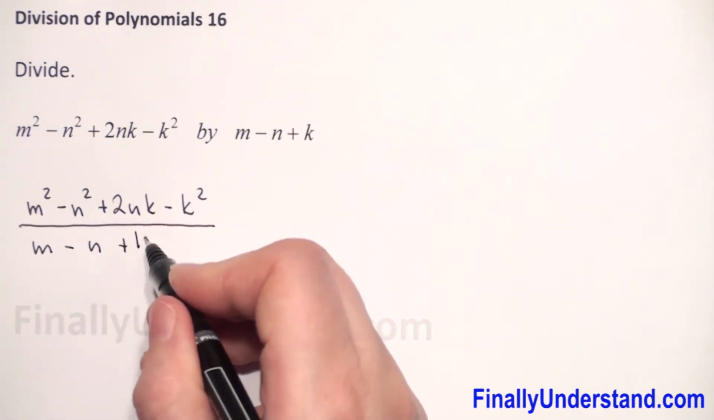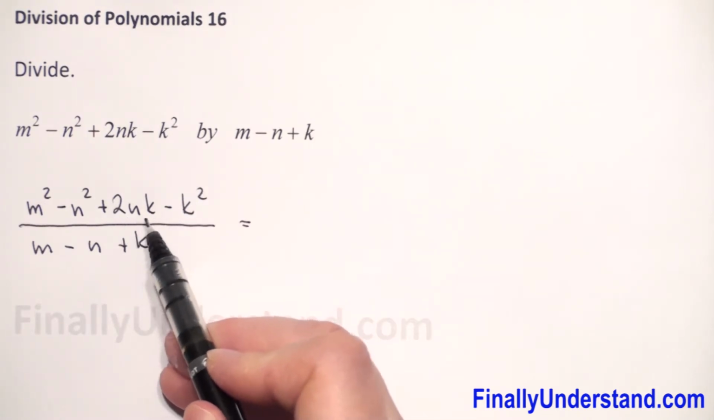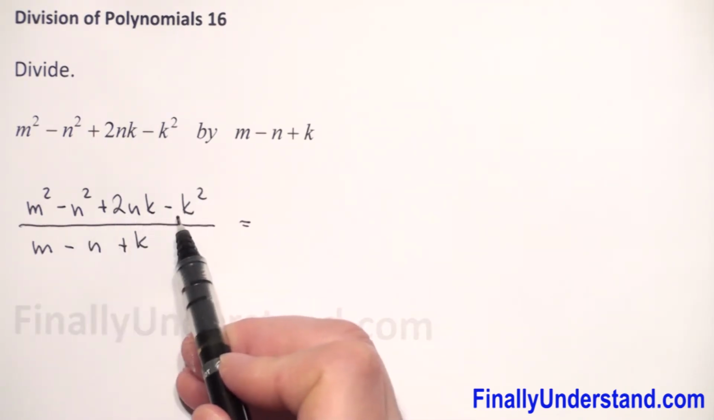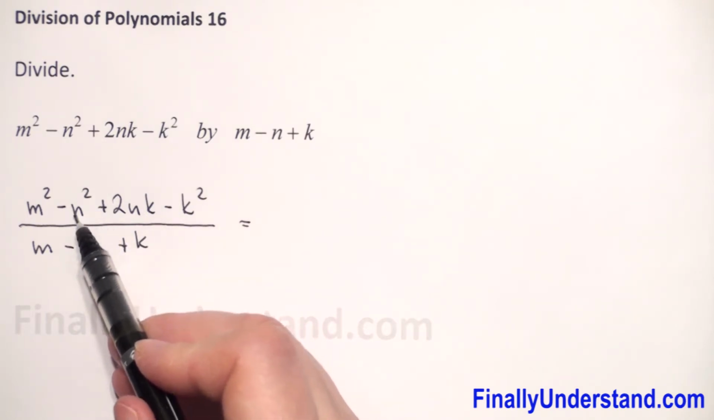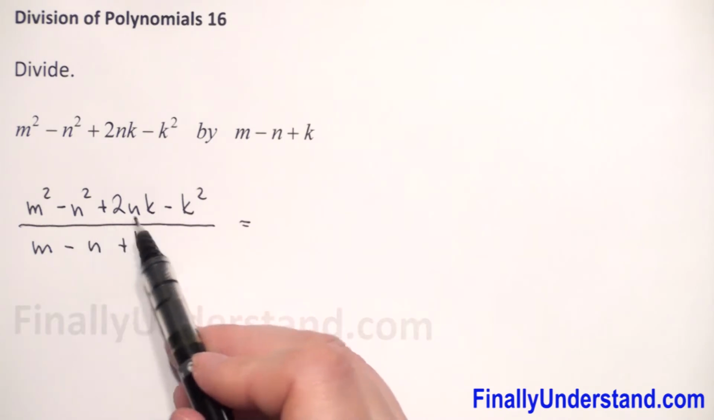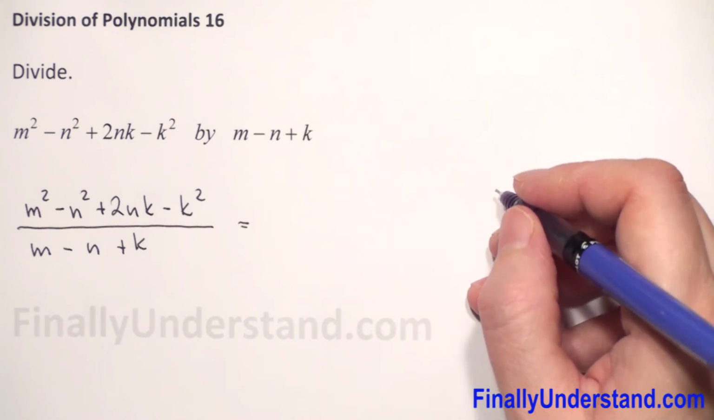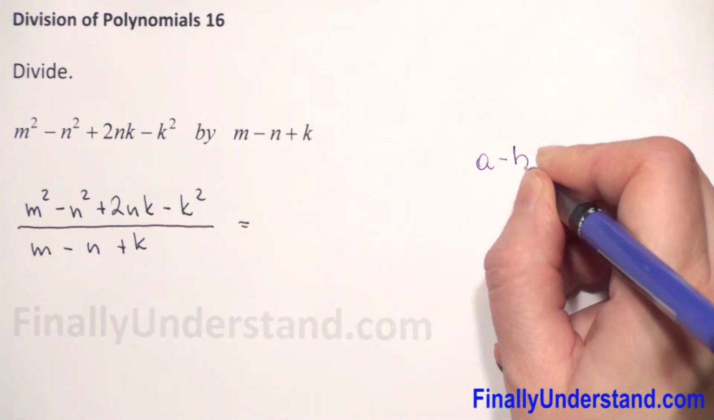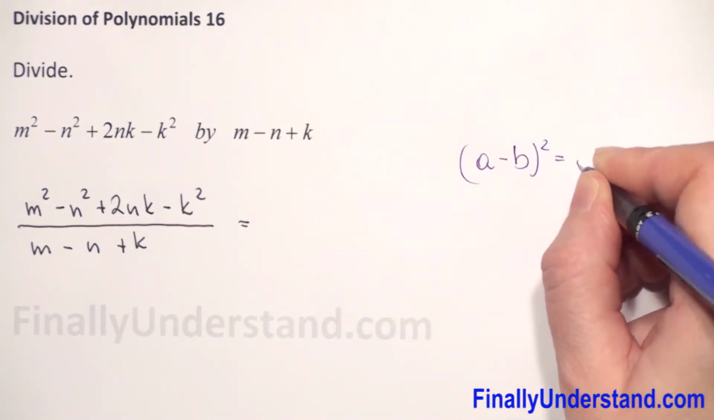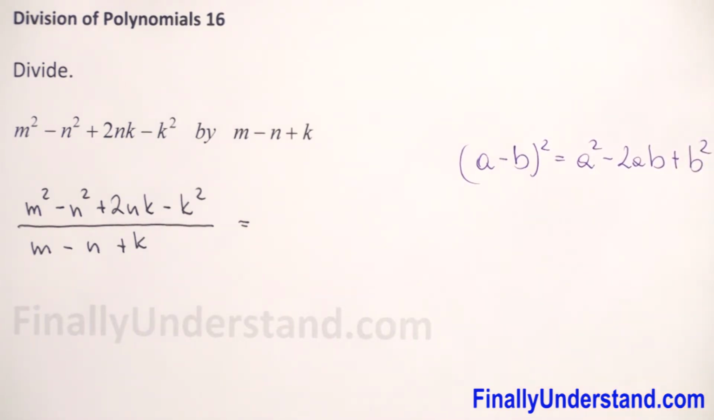minus n plus k. We have here n squared, k squared, and we have 2n, but the first two terms are negative and the third is positive. First, what I will do, I will take the negative sign from these three terms. Why? Because I see here that we can use the formula for the square of a difference. When we have a minus b to the second power, this is equal to a squared minus 2ab plus b squared.